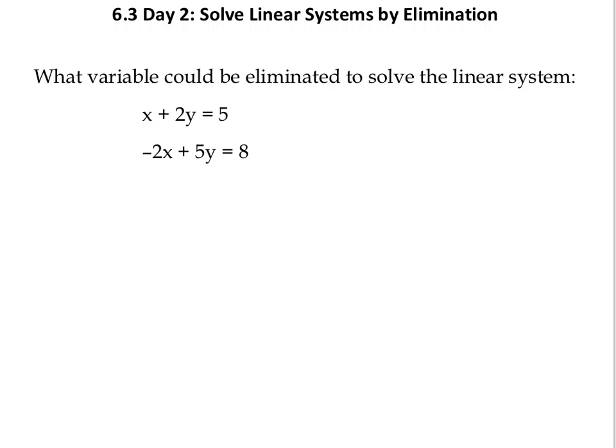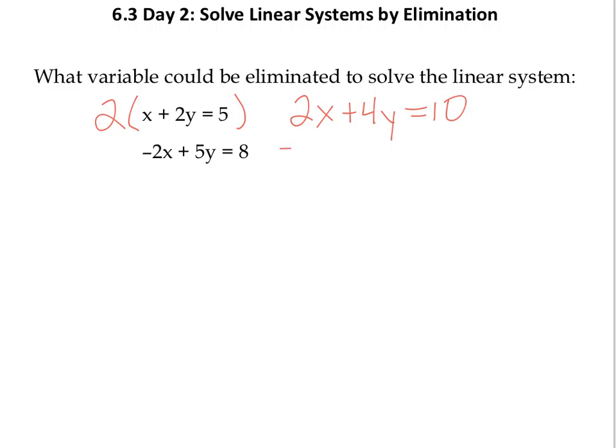What we need to be able to do here is multiply one or possibly both, in this case just one, of the equations. As long as we multiply the entire equation, in this case by 2, we'll get 2x plus 4y equals 10. One of the keys is to make sure you multiply the entire equation by whatever you're going to multiply by. Why did I pick 2?